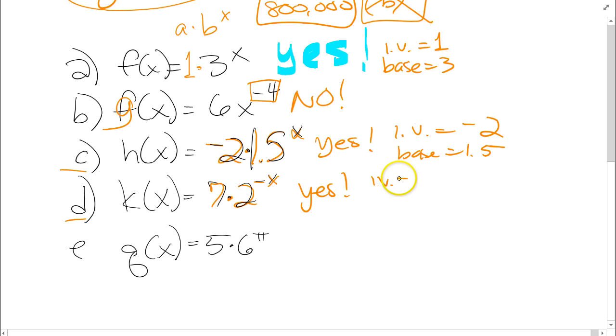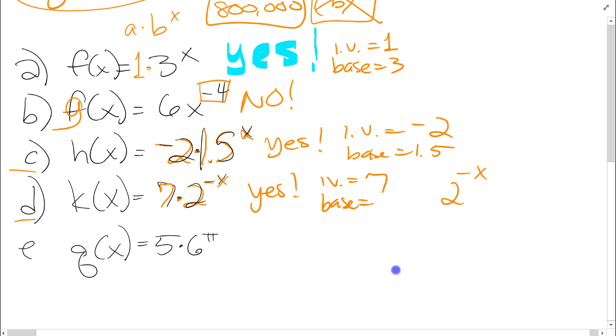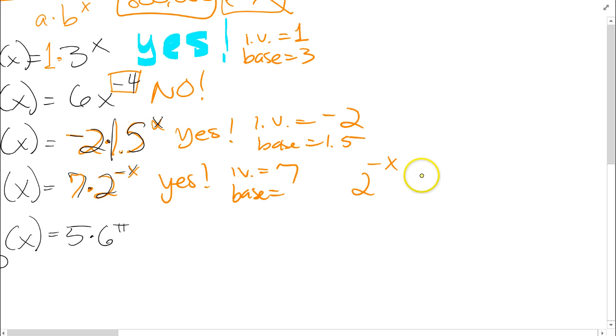Initial value is 7, and the base, this is a little tricky. We have to rewrite this so that we get a positive exponent. Now, watch this, this is a little magic. 2 to the negative x can be rewritten. If I have 2 and then my exponent is negative 1 times x, I can write that out. Negative 1 times x, there's my exponent. I just expanded it a little bit.